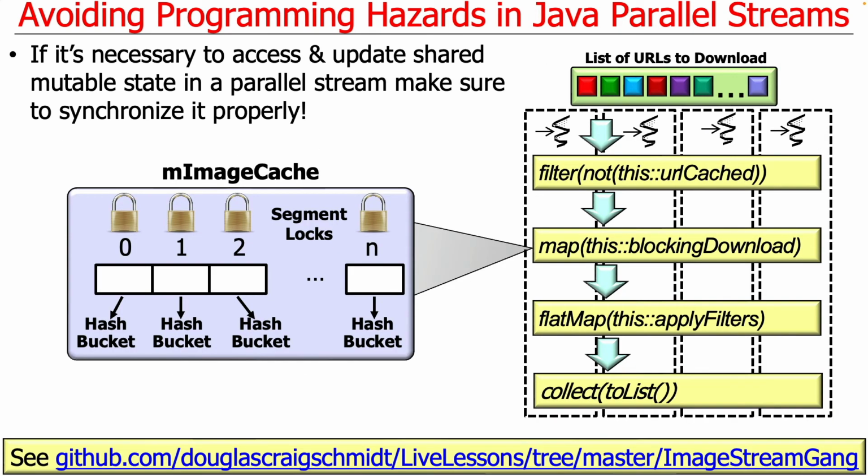Now, if for some reason you can't do this, if there is actually shared state that needs to be manipulated or updated while the stream is running in parallel, for goodness sakes, synchronize it properly, if you can't get away from that. And there are some cases where you can't totally get rid of shared state. So here's an example.